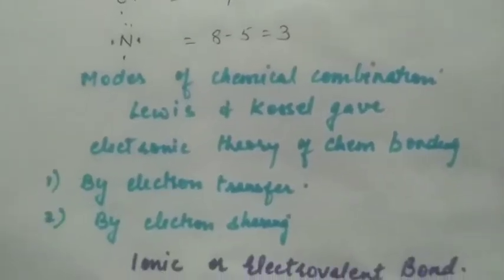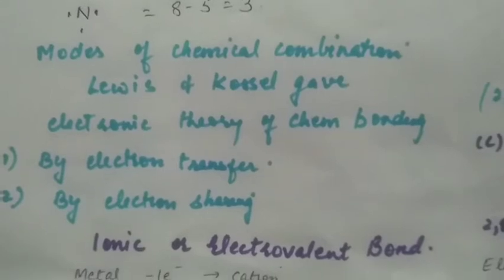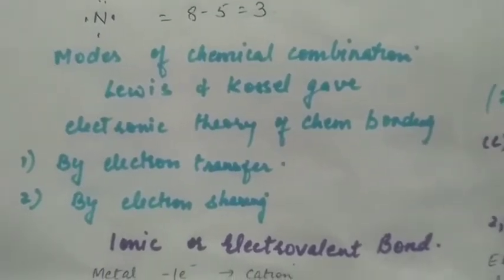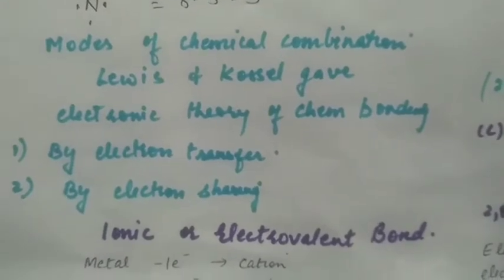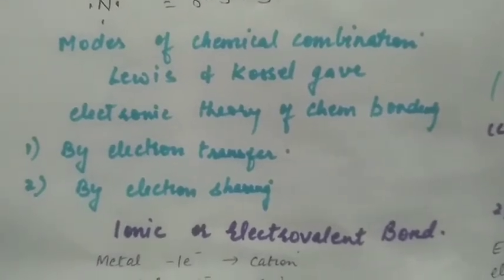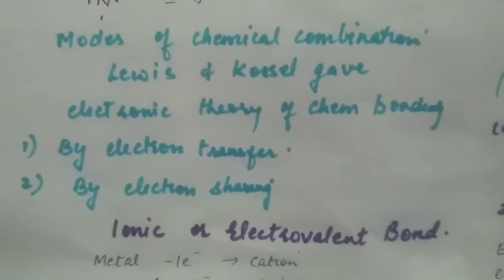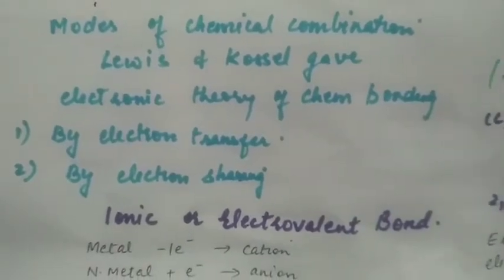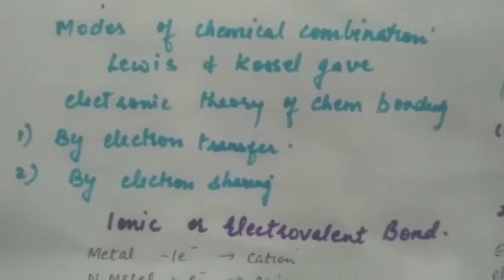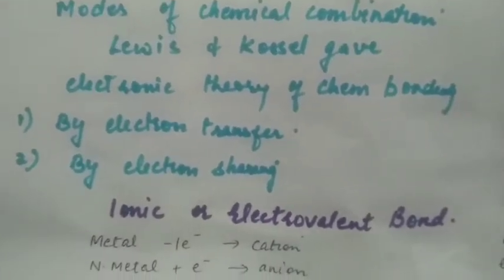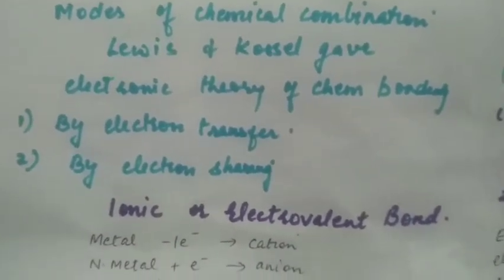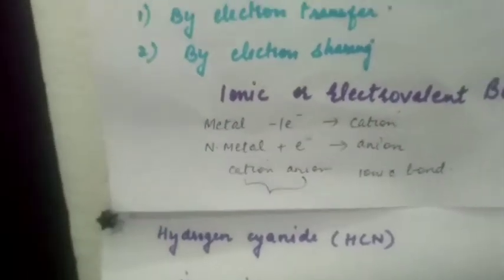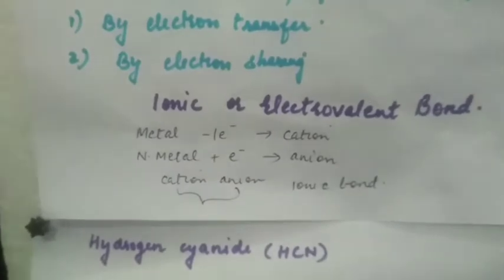Modes of chemical combination. Lewis and Kossel gave the electronic theory of chemical bonding, in which they stated that elements can form bonds in 2 manners: by electron transfer from one atom to another, then ionic compounds are formed and the bond formed is ionic or electrovalent bond, and second is by sharing of electrons, then the bond formed is covalent bond and the compounds are covalent compounds. First we will do ionic or electrovalent bonds.